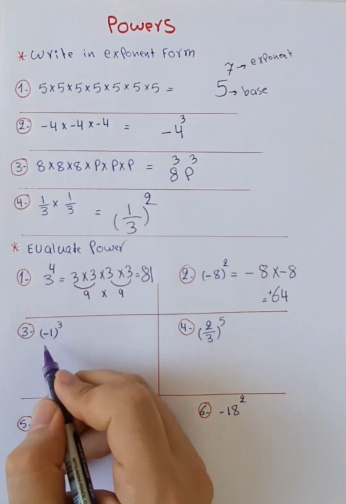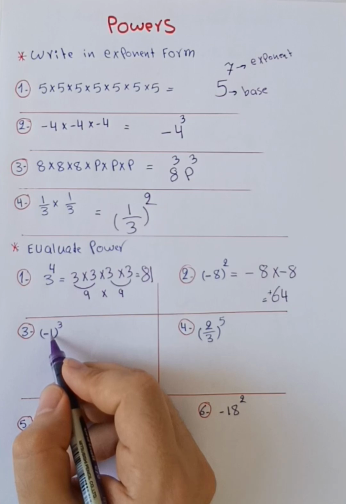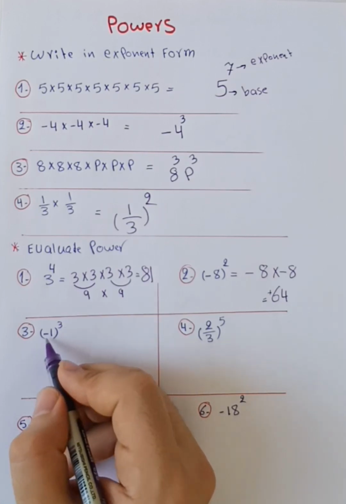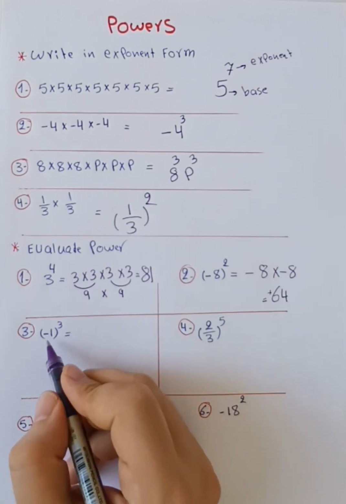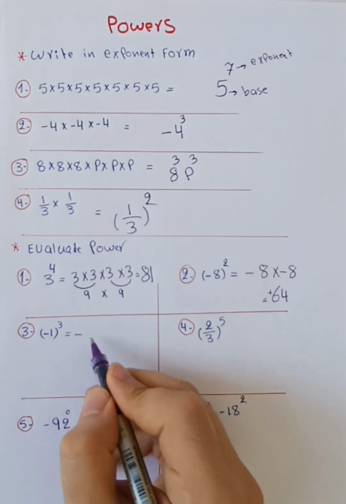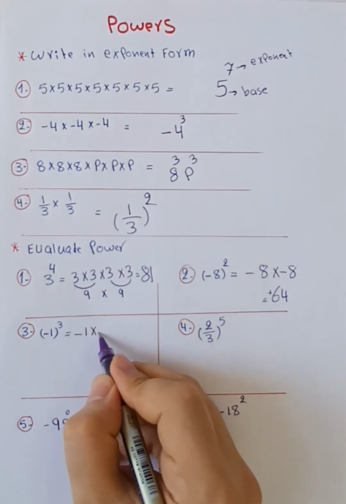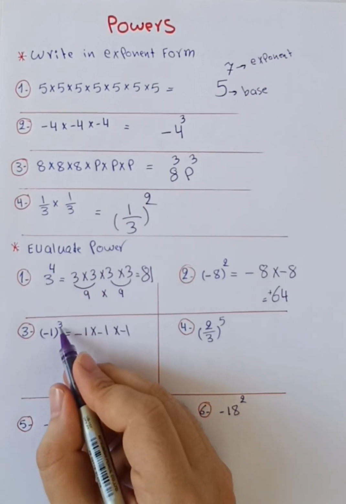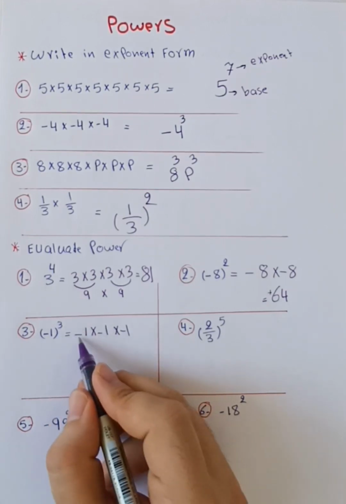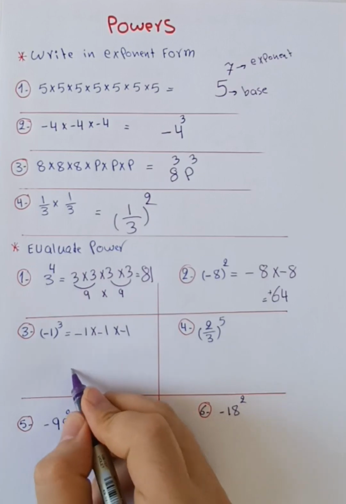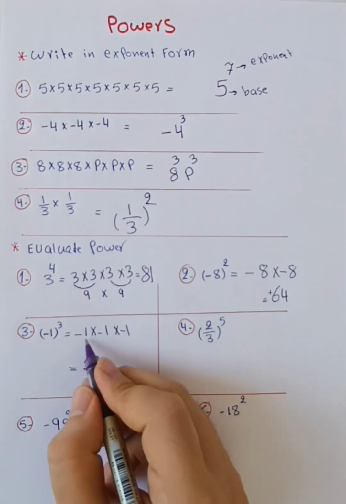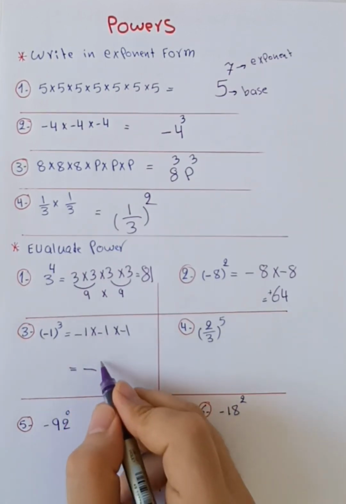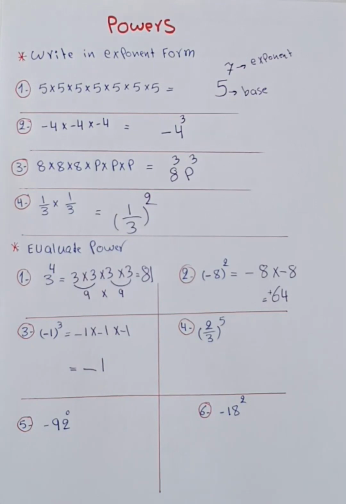Example number 3, we have 3rd power of negative 1. We have to multiply negative 1 by negative 1 3 times. After that we have an odd number as an exponent, so this negative sign stays, and then when we multiply 1 by 1 equal to 1, so the value is negative 1.